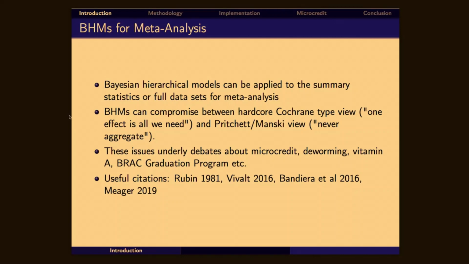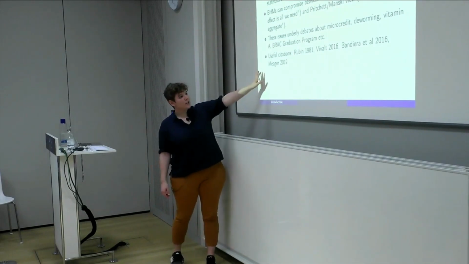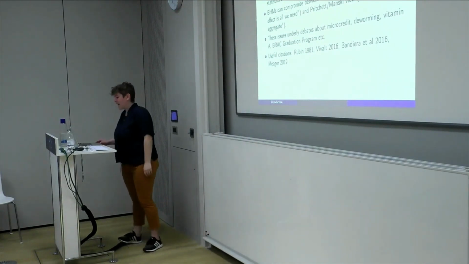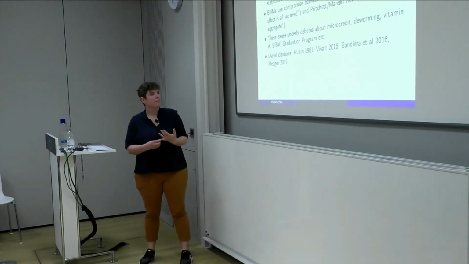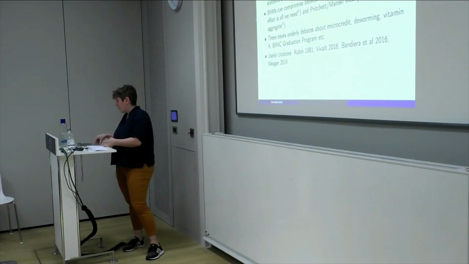But these issues, which can seem kind of abstract, really underlie the debates about microcredit, deworming, vitamin A, BRAC, etc. I've also put up a list of citations, although I think I'm citing an old working paper version of your one. But by the end of this, you will be extremely familiar with Rubin's 1981 paper, Estimation in Parallel Randomized Experiments, which is probably the first BHM for meta-analysis, although it's not the first BHM. Ava has a paper using BHMs to aggregate information. Ariana Bandiera and co-authors use them in the gender performance pay literature, and then I have microcredit. Those are the four I think are good to read.